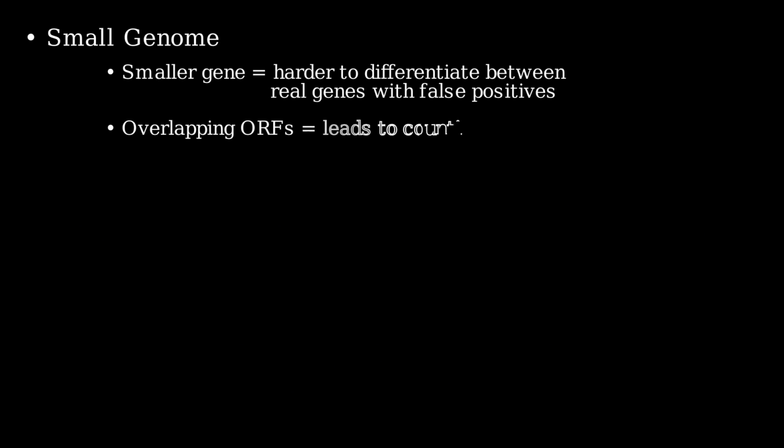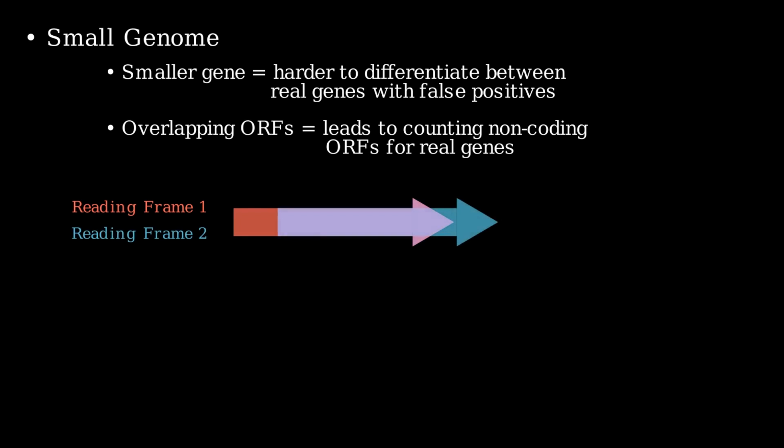The second reason why viral ORFs have a higher false positive rate is because they have overlapping ORFs, with one ORF being on one reading frame and the other being on another reading frame. With having to work with a small genome, it would be favorably selective to have overlapping genes so more genes can fit in the virus's limited size. However, overlapping ORFs lead to 2 possibilities: either both of the ORFs are true genes, or one ORF is a true gene and the other is a non-coding ORF.